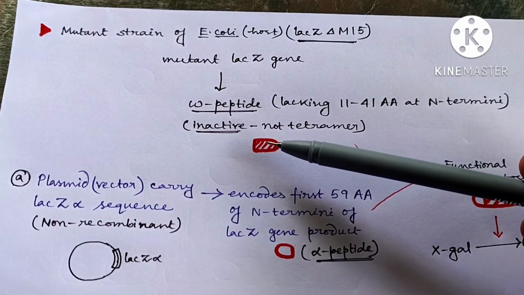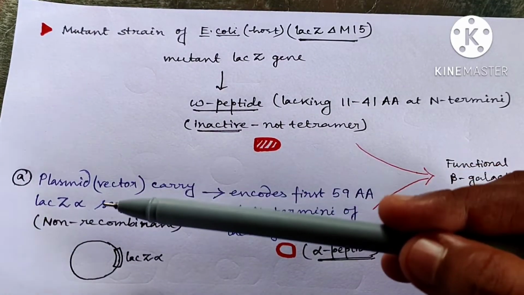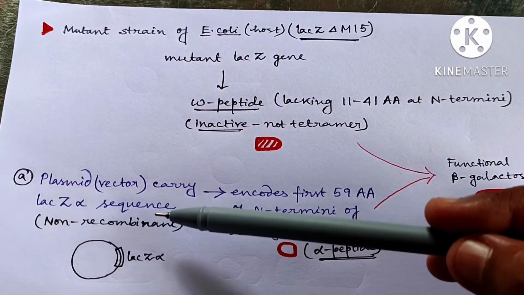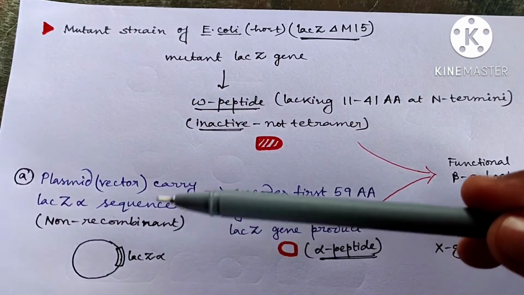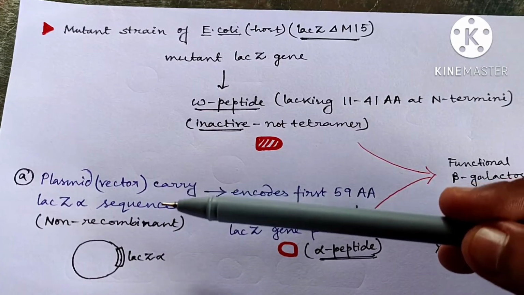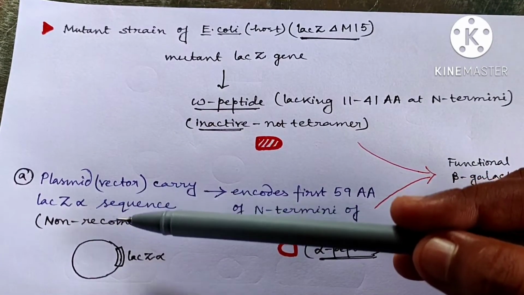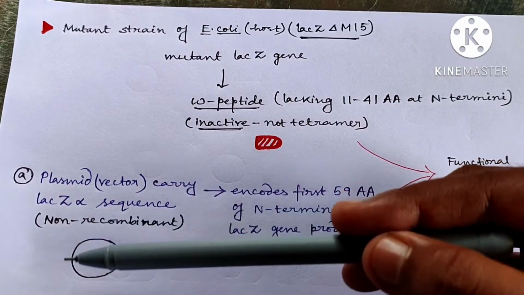Now if we introduce a plasmid carrying the LacZ alpha sequence, that is a non-recombinant plasmid, what will happen? And we will see if we introduce the same plasmid with the target gene, or the recombinant plasmid, then what will happen. See, this is our plasmid.